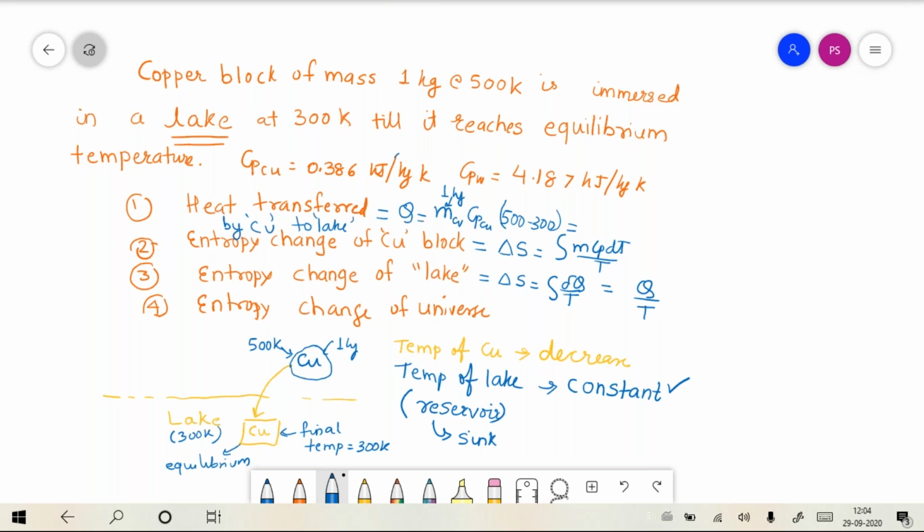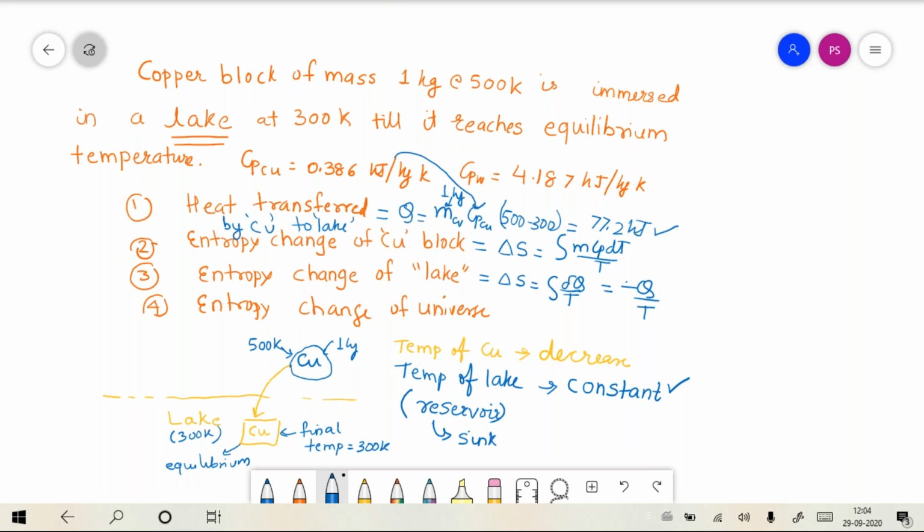Cp of the copper is known to you. 500 minus 300, that comes to 77.2 kilojoules. This is the heat transferred by the copper. So this 77.2 is the heat which is lost by the copper, which is equal to the heat gained by the lake.